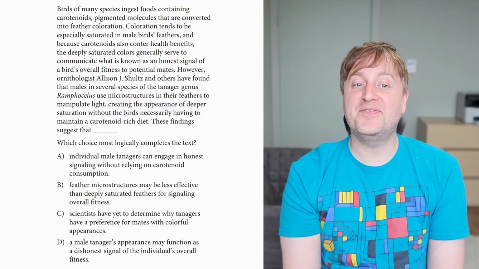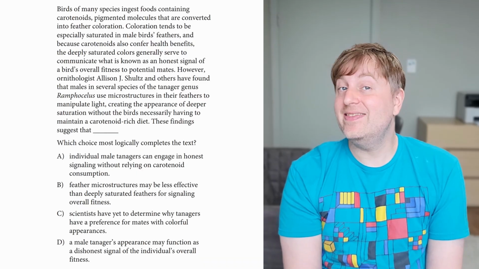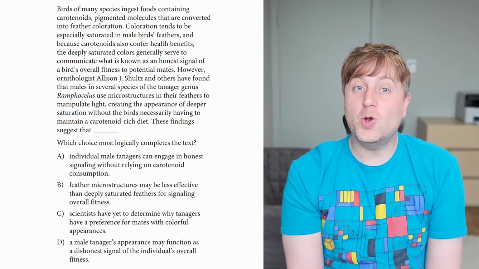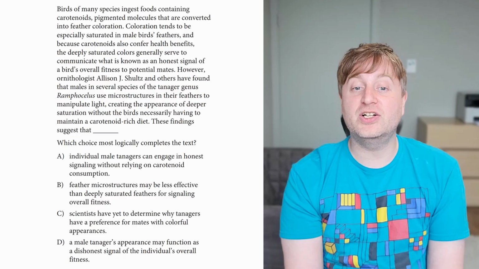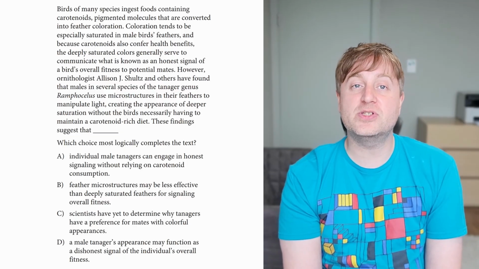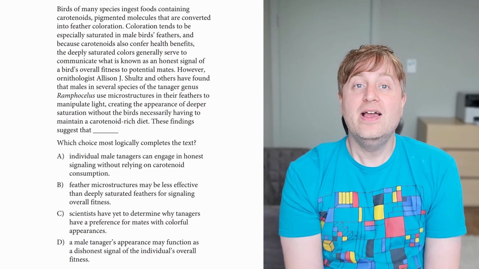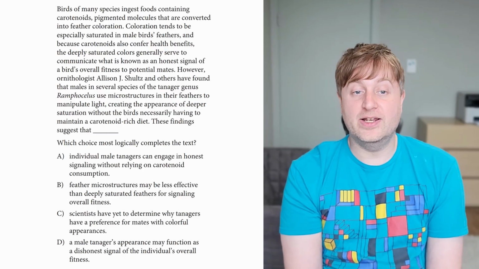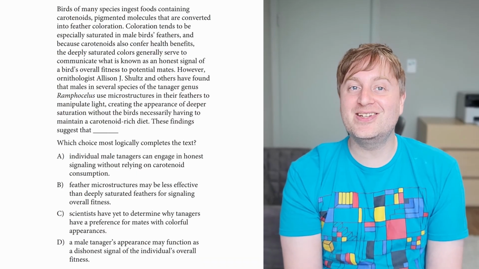C. Scientists have yet to determine why tanagers have a preference for mates with colorful appearances. Again, this has nothing to do with the idea that deeply saturated colors are not always an honest signal of a bird's fitness, so we can cross it off. Which leaves us with D. A male tanager's appearance may function as a dishonest signal of the individual's overall fitness. At last, an answer that closely matches our prediction. The male tanager's appearance, those deeply saturated colors, is a dishonest or not honest signal of its fitness. So we pick it and move on to the next question.